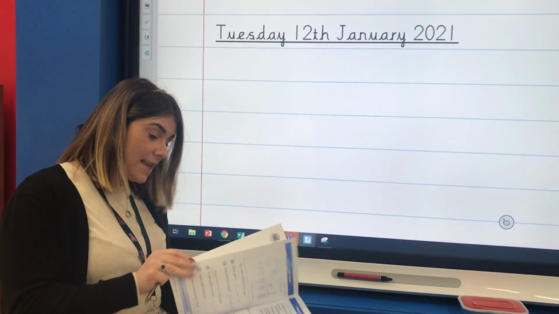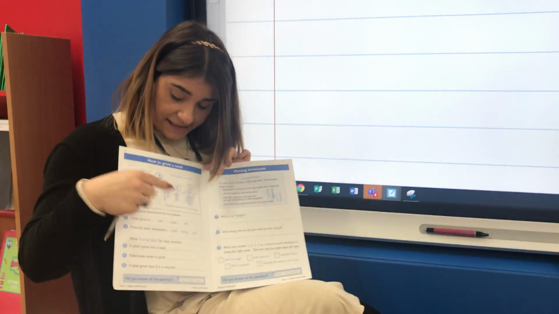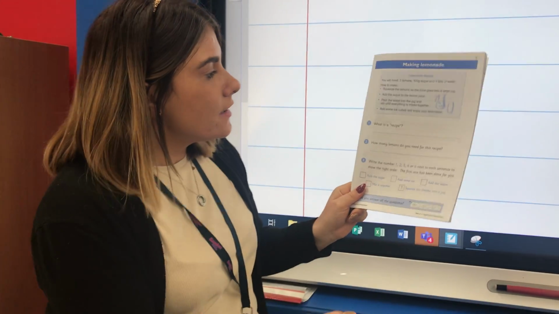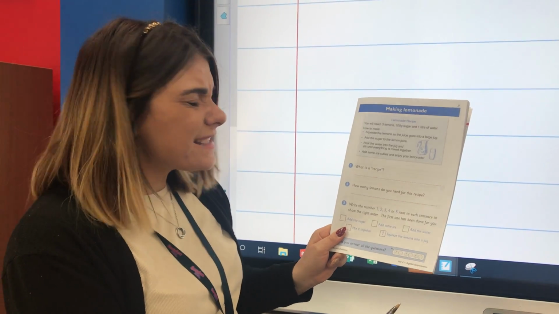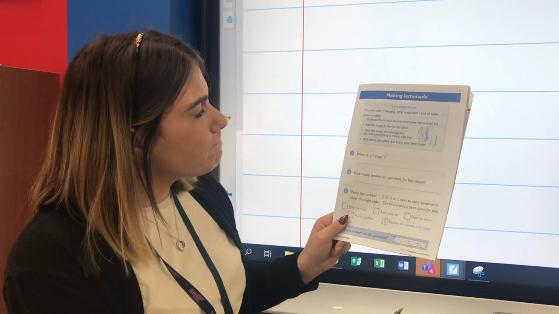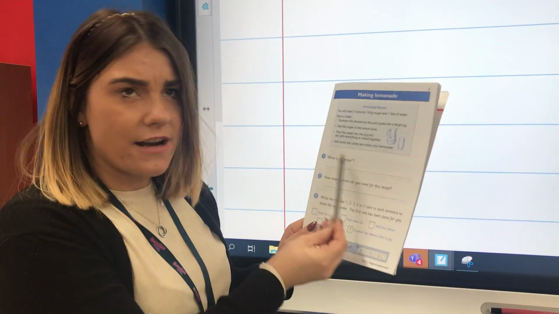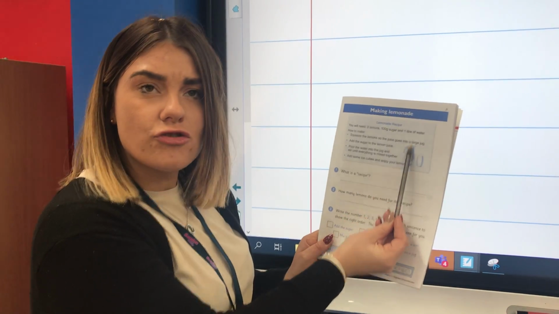So yesterday, Mrs McNulty looked at page 1 with you on how to grow a seed. Today we're going to be looking at page 2. Now, page 2 is called Making Lemonade. So let's think of what text type this is. It doesn't look like a story. It doesn't look like a fact file or a poem. It looks to me like a set of instructions.